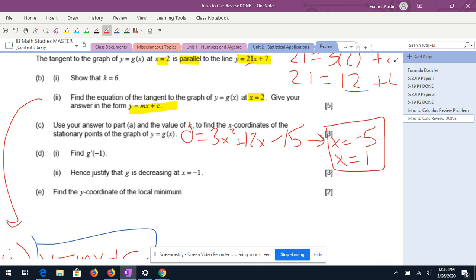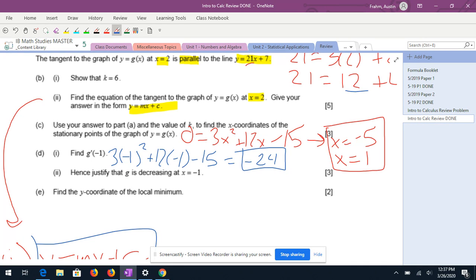In letter D, part 1, they're just asking you to find g prime of -1, meaning plug -1 into the derivative. So we would do 3 times -1 squared plus 12 times -1 minus 15. Pretty easy. You just type that in, and you would get an answer of -24. Be careful with that -1. Make sure you put it in parentheses before you square it. Otherwise, your calculator is going to give you the wrong answer.